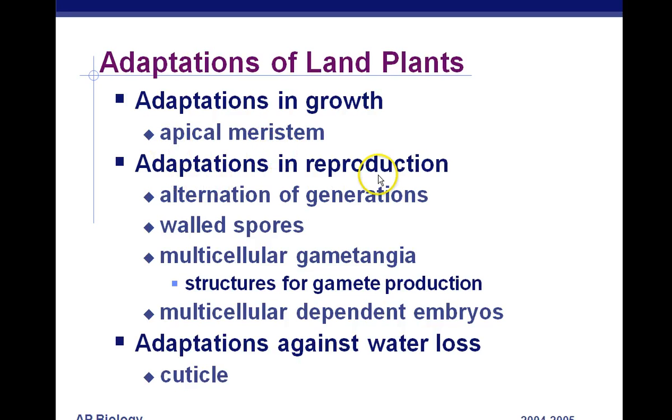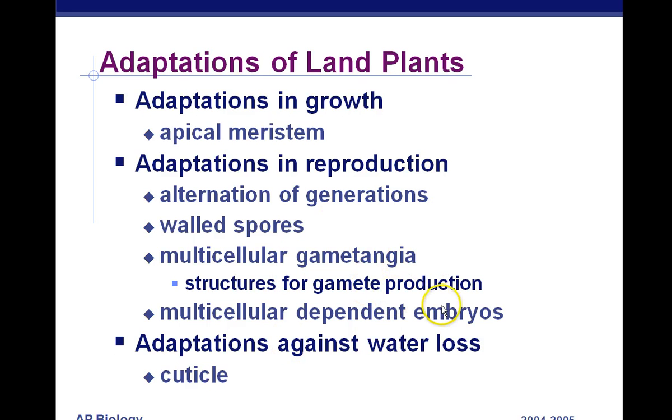We also have adaptations for reproduction, living on land. Alternation of generations, as we're going to talk about later, we have a reduced gametophyte generation that's very sensitive to drying out on land. We also have walled spores that prevent desiccation or drying out. We also have multicellular reproductive structures that can make things like the pollen from gametangia. Those are going to be the male gametes.